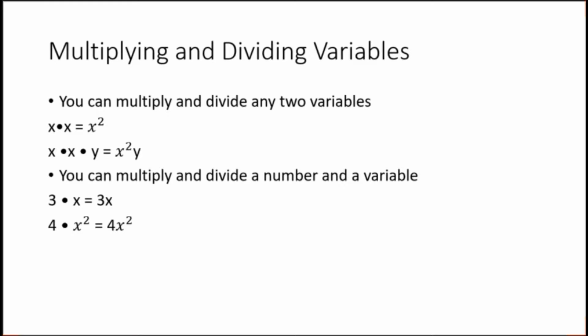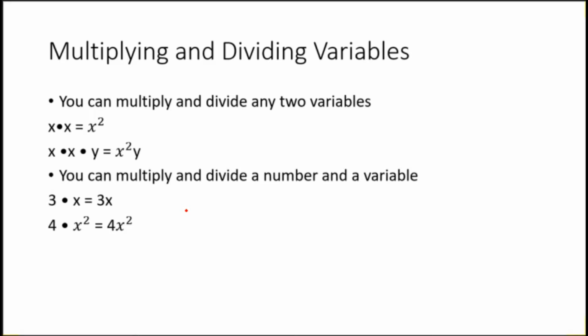You can also multiply and divide any two variables. When we multiply like variables, we just count how many we have and we put that number as an exponent. So we have 1, 2 x's, so we get x squared. X times x times y, well, we have 2 x's, so we get x squared and a y. Again, when we multiply or divide unlike terms, we just put them together like this.